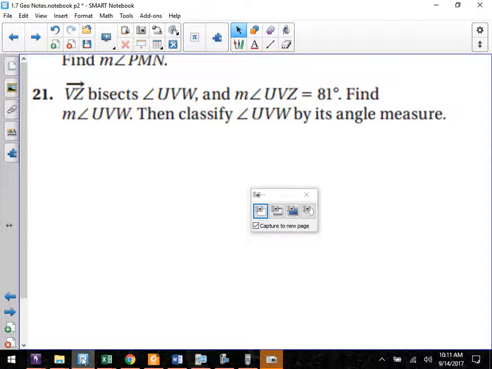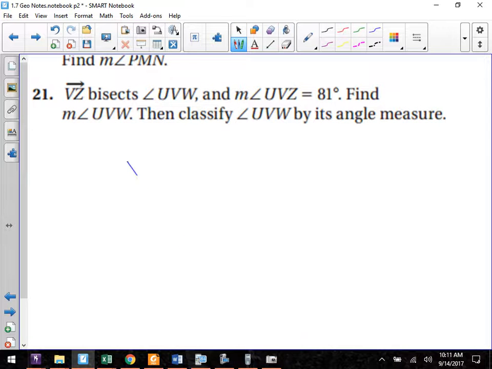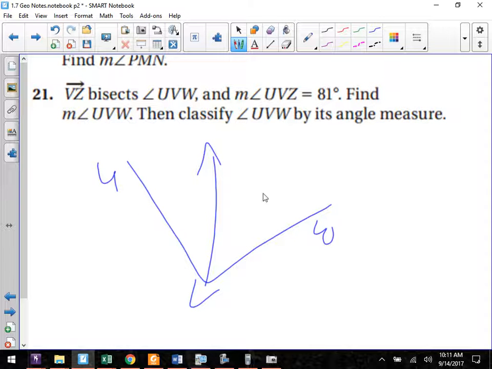Thank you. Now, we talked about this one yesterday. What don't you see? Picture. Diagram. Yep. U, V, W, and VZ bisects it, which means you get 2 congruent angles. If one of them is 81 degrees, what's the other one? 81. What's 81 and 81? 162. What kind of an angle is 162 degrees? Obtuse, very good. That's what that meant.